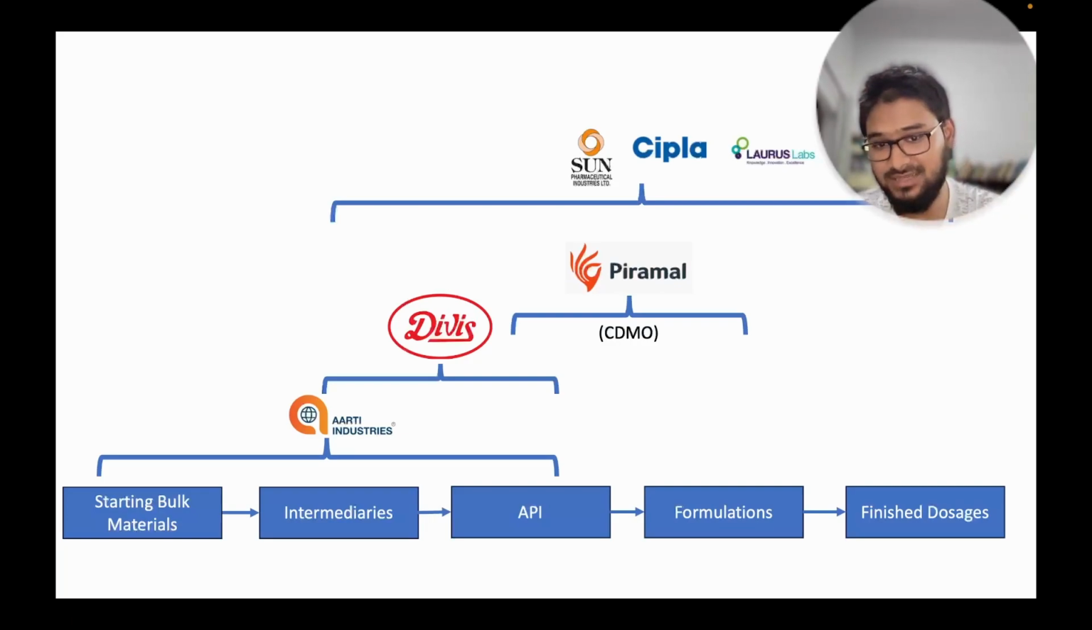Is it in the intermediary space? Is it in the API space? Is it in the formulation space? And for each division, what is the margin that it has? What is the dominance that the company has? What is the competitive advantage that Cipla has in formulation over Pyramid Pharma? What is the competitive advantage that Divi's Lab has over Aarti's lab in intermediaries, for example?